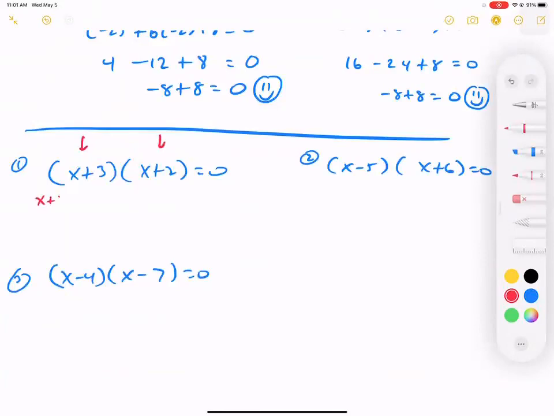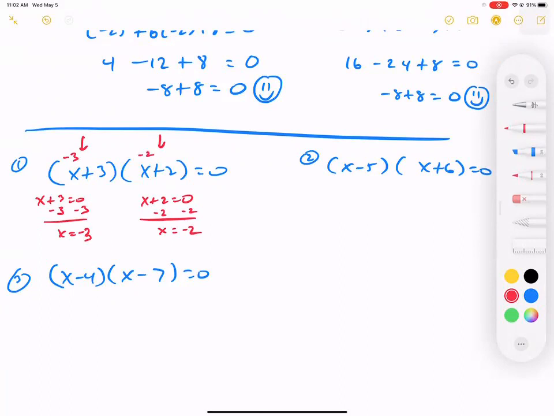x plus 3 can go to 0, or x plus 2 can go to 0. A lot of you guys are very skilled with this now. Can you mental math? What cancels out a plus 3? What cancels out a plus 2? Turns out those are our numbers. Negative 3 would make us go to 0 on the left. Negative 2 would allow us to go to 0 on the right. That's how fast these could be.